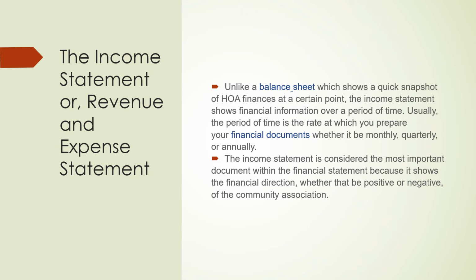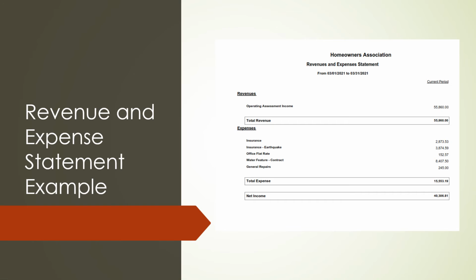Usually the period of time is the rate at which you prepare your financial documents, whether it be monthly, quarterly, or annually. The income statement is considered the most important document within the financial statement because it shows the financial direction, whether that be positive or negative, of the community association. Here is an example of a revenue and expense statement.